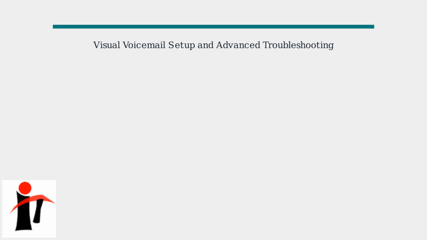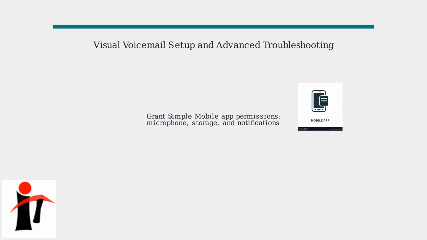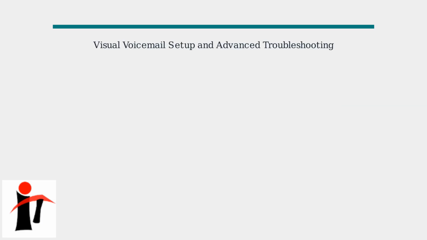If you're having issues with visual voicemail, start by enabling it in your phone's settings. For iPhones, go to Settings, then Phone, then Voicemail, and turn on Visual Voicemail. Next, grant the Simple Mobile app the necessary permissions, including access to microphone, storage, and notifications.